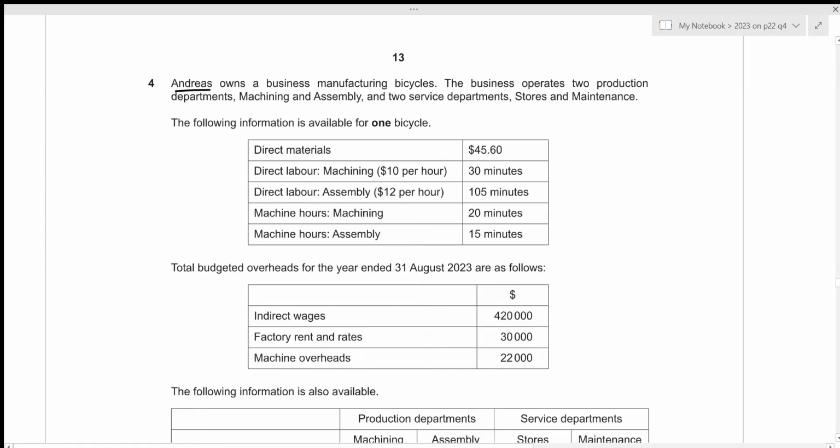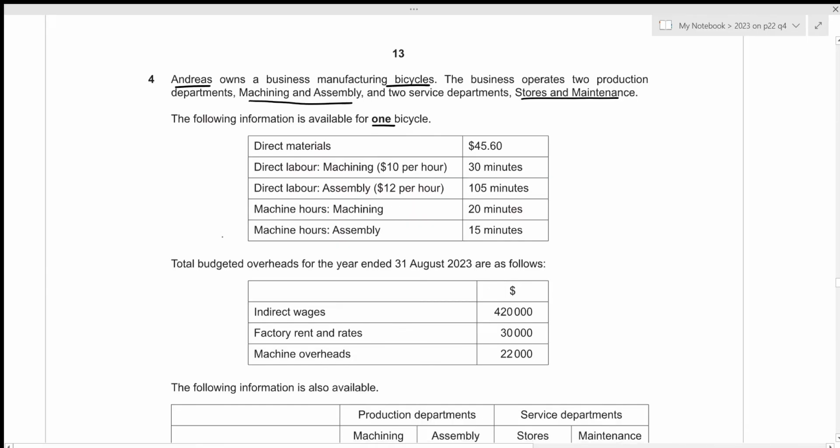Andreas owns a business manufacturing bicycles. The business operates 2 production departments, machining and assembly, and 2 service departments, stores and maintenance. The following information is available for 1 bicycle. So for 1 bicycle, our direct materials would be 45.60. We require direct labor for the machining to be 30 minutes, and we're given the rate per hour as well. We're given the direct labor for assembly rate as well as the time required. Then we're given the machine hours for machining department as well as the assembly department.